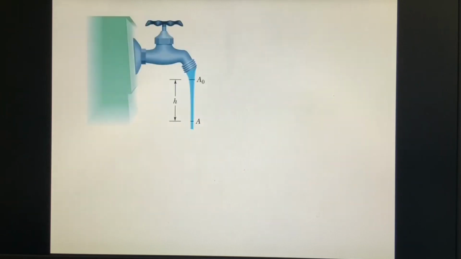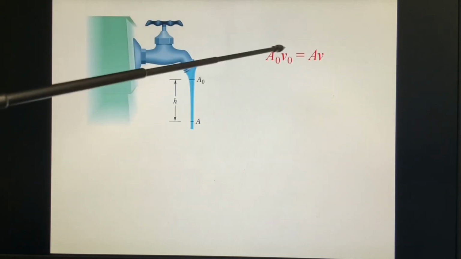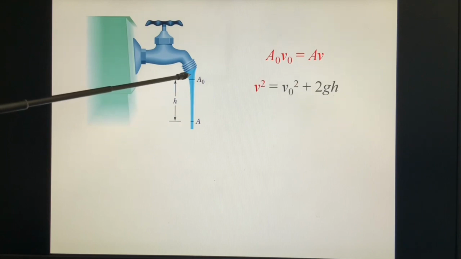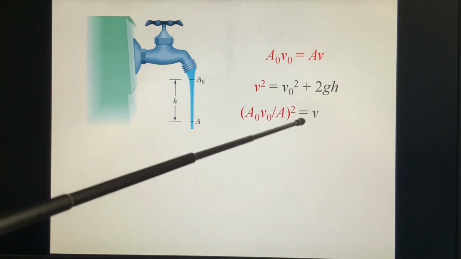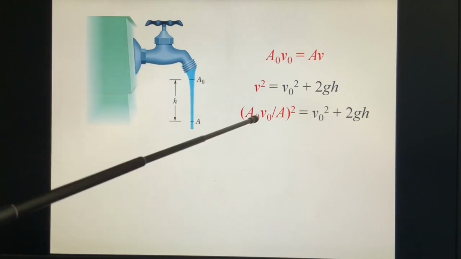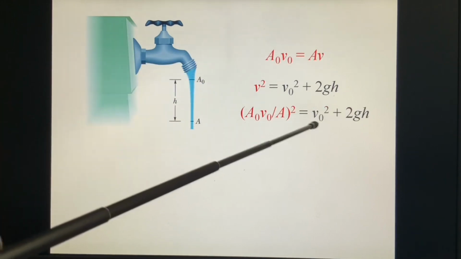Now, let's see this one. We see A0 v0 equals Av. This is the continuity of fluid. And what is the relationship between v0 and v? Because it is free-fall acceleration, we have v squared equals v0 squared plus 2gh. So we get this one, and we put this one. v is A0 v0 over A.